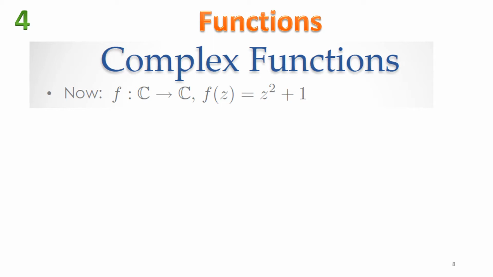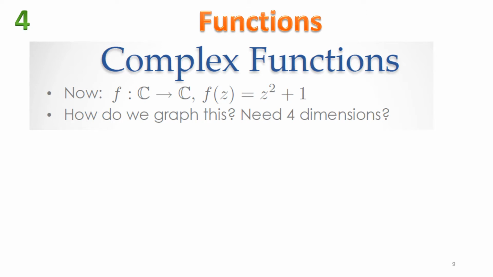Now let's deal with a complex function. The complex function f is a mapping of a set of complex numbers onto another set of complex numbers. Let us suppose that this function in general is represented by f of z, where z is a complex number. Basically, you have to mind that z is equal to x plus iy, and then the function is z square plus 1. Now the immediate question that pops into our mind: how do we graph this? Do we need 4 dimensions to have a plot?